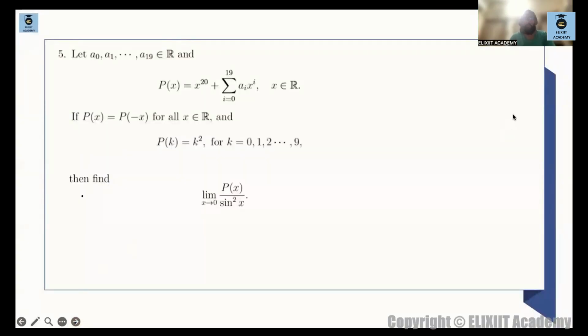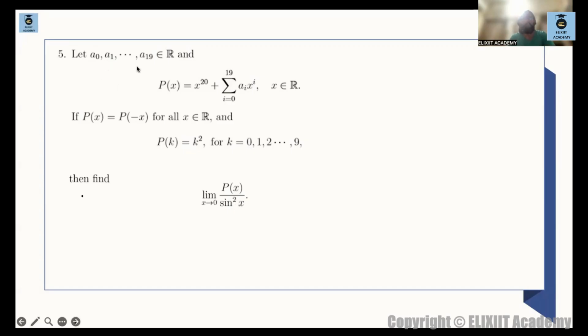ISI 2021 PYQs. Okay, this is a very nice question on polynomials actually. This is a limits question, a very basic kind of limit they have given. The main concept is basically you need to figure out what is the polynomial P(x).